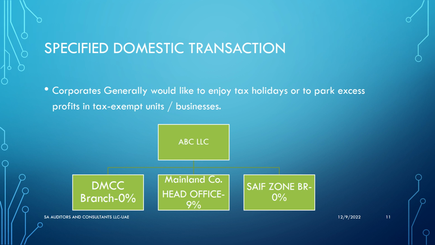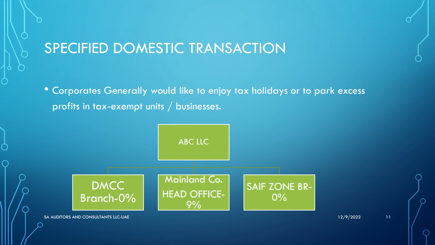They will try to book more and more profits in free zone companies so that they have to pay 0% corporate tax. If they book more and more profits in a mainland company, then they have to pay more and more tax in the mainland company. So they will try to shift the profit.